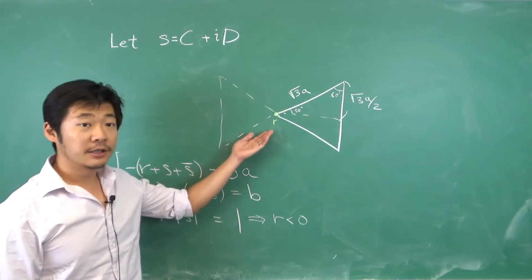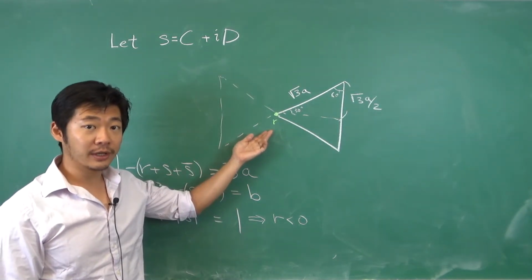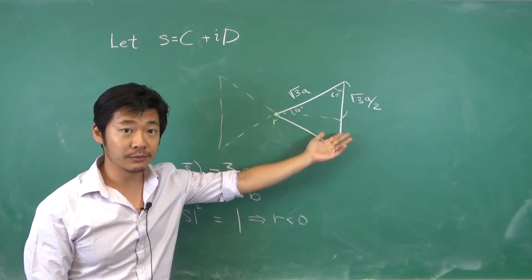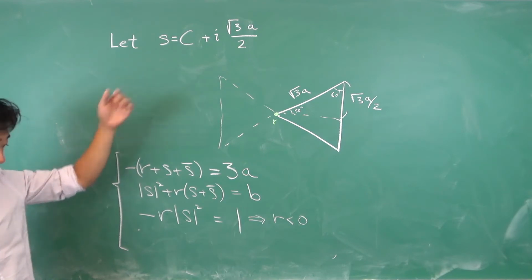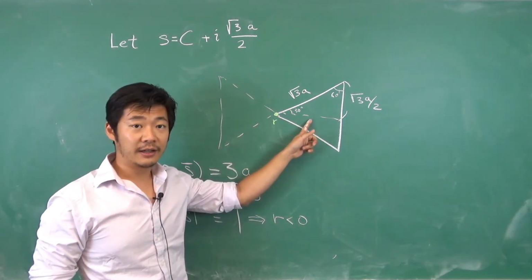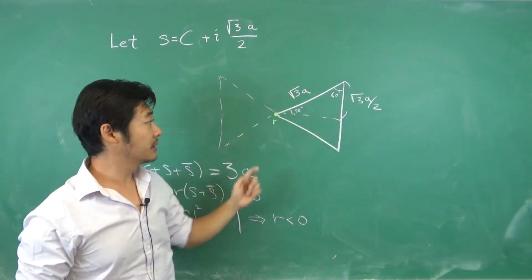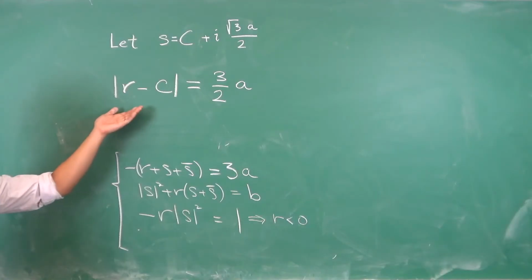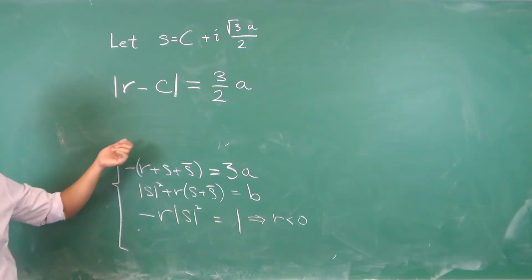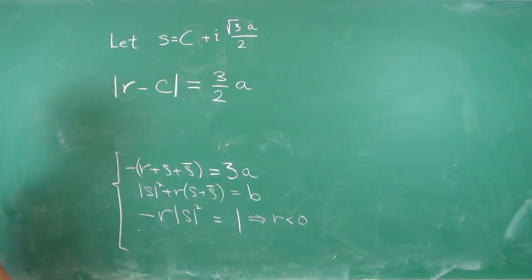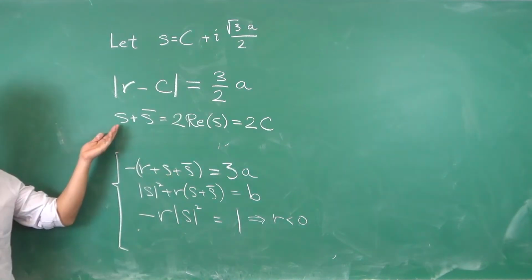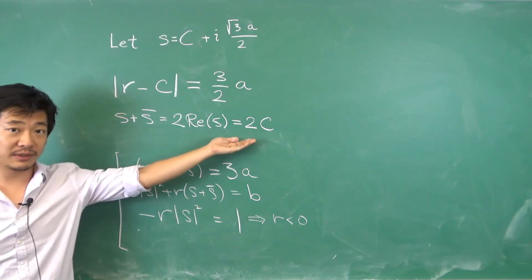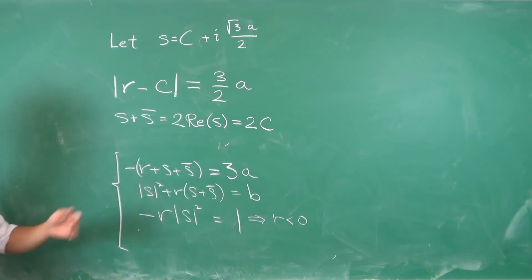Then, since the roots must lie on an equilateral triangle, we can figure out the complex part must be root 3a over 2. We have something like this. We can also calculate that this horizontal distance is 3 over 2a, and so we have that the distance between r and c must be 3 over 2a. And also this s plus s conjugate is equal to twice the real part of s, so that's going to be 2c. So we can use this equation.